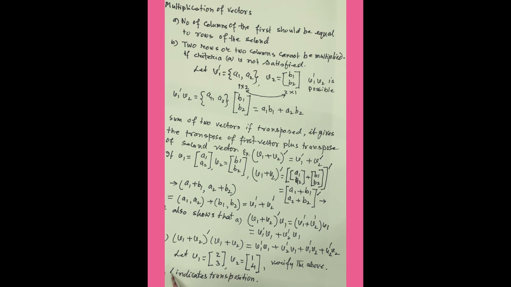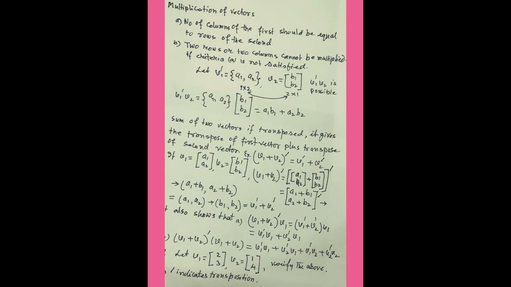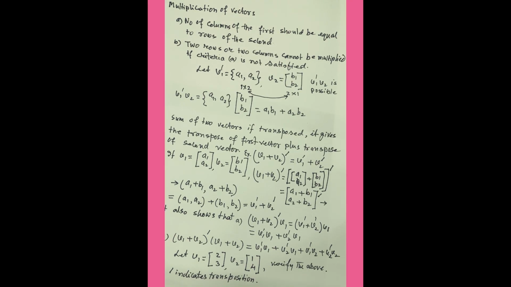Now this sign, prime, this is the prime sign. This is generally used for indicating the transposition of the matrix. In some books you will find it written like this. Suppose P1T, that means transpose of P1. But if we put it like this also, that means the transposition of the vector P1.